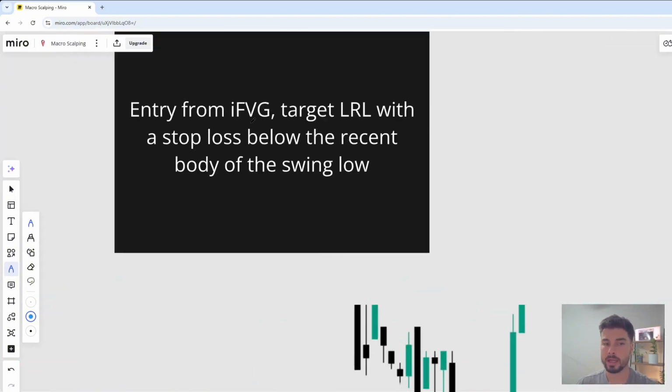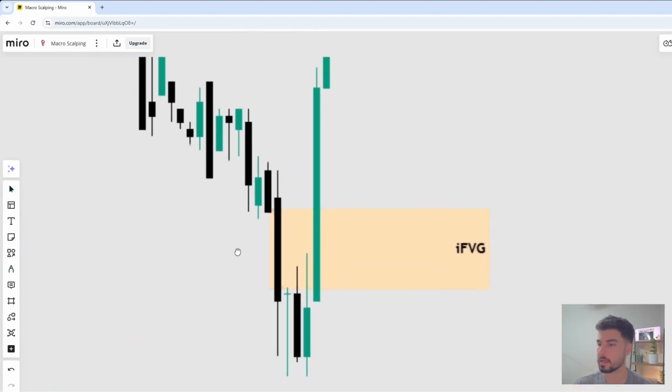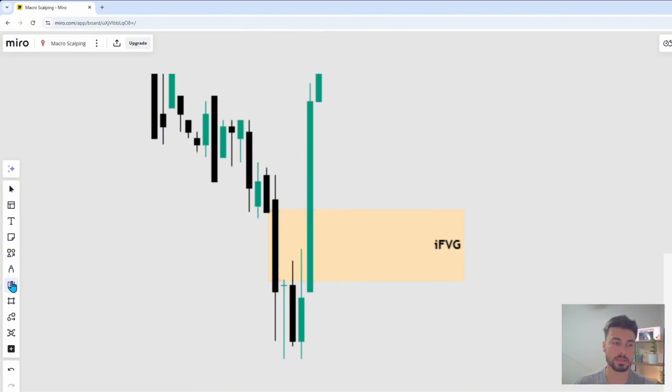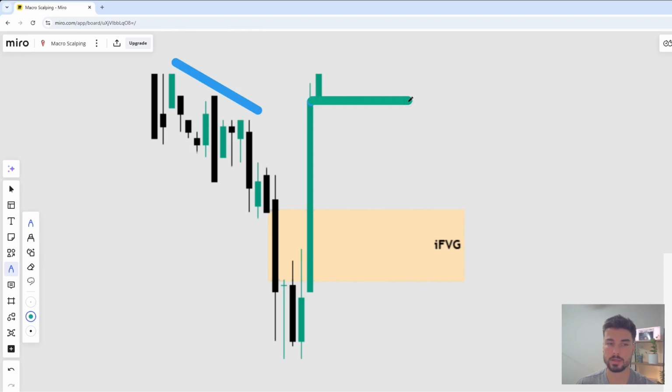So again, we know we're going to enter from this. We're going to target this, which is low resistance. And what we're going to do, the stop loss, we're going to put the stop loss below the recent body of the swing low. Right? So we'll go through the same two examples, nothing crazy. Let's talk about it here. So we talked about the low resistance. Let's mark that out. There's the low resistance. We've talked about the inverse. That's going to be the entry. So I'm going to make the entry here maybe a green color. That's our entry. The stop loss in this case goes below the bodies of the swing low that's formed. Right there.